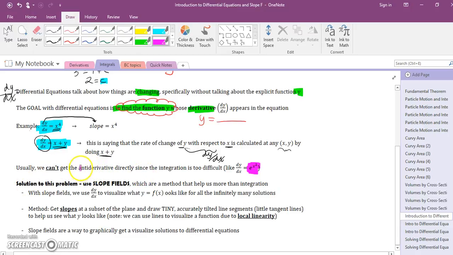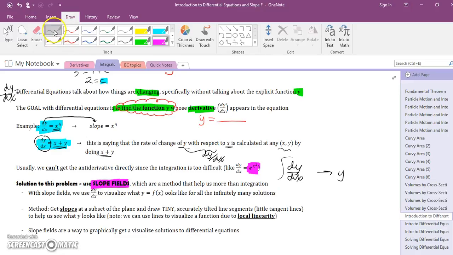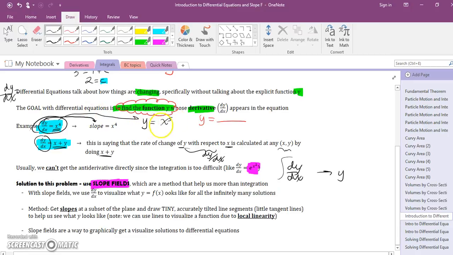So the solution is, let's say you have a dy dx, and you really want to find what y is. You'd have to do an integral, but again, let's say you can't find the antiderivative because it's too complicated or it just doesn't exist. What we can do is use slope fields. Now, another thing quick is, for things like this it's really easy. If you know that the derivative is x to the fourth, then you know that y would be x to the fifth over 5.